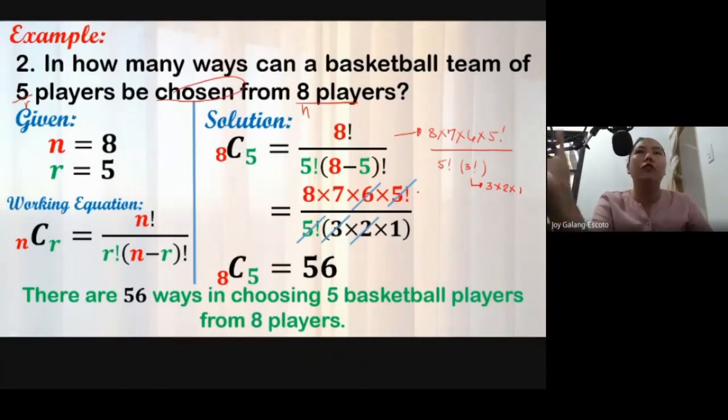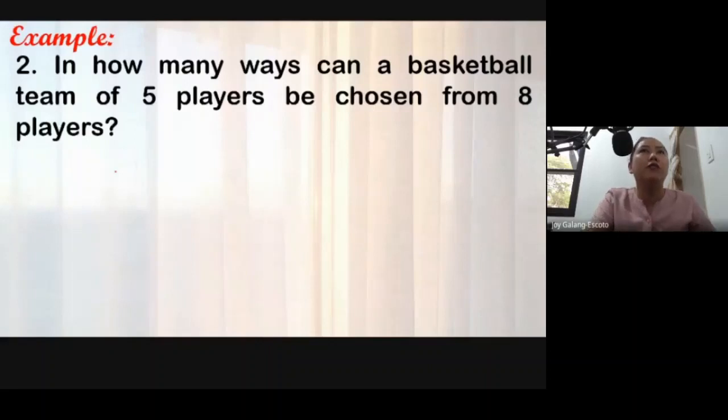Now, what if you do not want to use that formula? You can always proceed with your next option, in which we will be using the combination of n things taken r at a time, which is equal to the permutation of n things taken r at a time over r factorial. Okay, and with that, substitute. So we have the combination of 8 players taken 5 at a time is equal to the permutation of 8 players taken 5 at a time over r, which is 5, so 5 factorial.